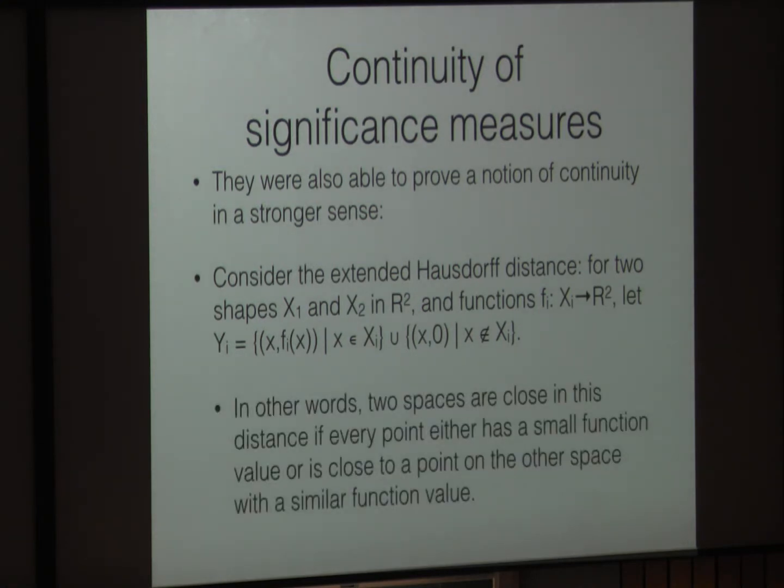In other words, two spaces are going to be close if every point either has a very small function value, or if it's nearby to a point with a similar function value. Right, so I'm just adding Hausdorff in this slightly higher dimensional space. This is necessary because whole new branches of the medial axis could appear, but when they appear, somehow they're not very significant under most of these measures, and that's the intuition behind this.